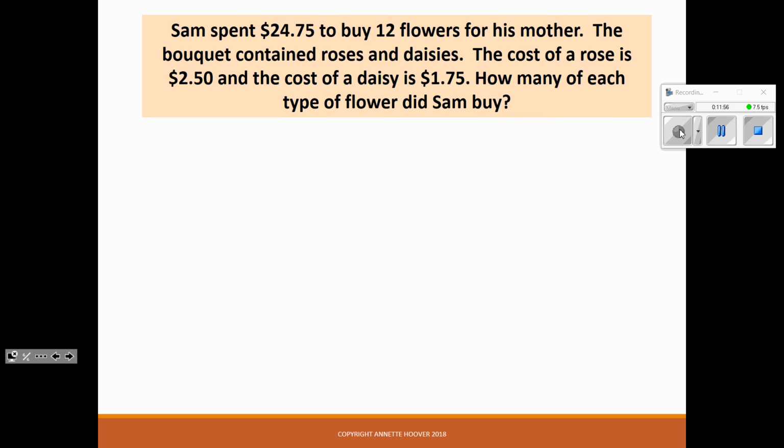Sam spent $24.75 to buy 12 flowers for his mother. The bouquet contained roses and daisies. The cost of a rose is $2.50 and the cost of a daisy is $1.75. How many of each type? Again, we have to write 2 equations. One of the equations is going to be based on cost, total cost, and the cost for each flower. The other equation is going to be based on the number of flowers. We know the total number, and we know there were 2 different kinds. So let's write those 2 equations.